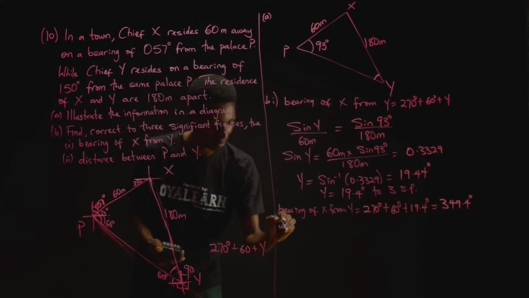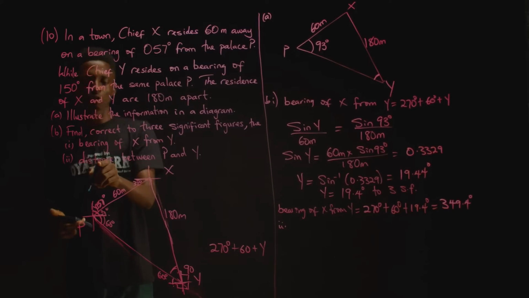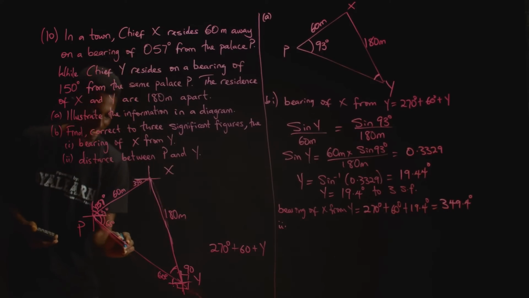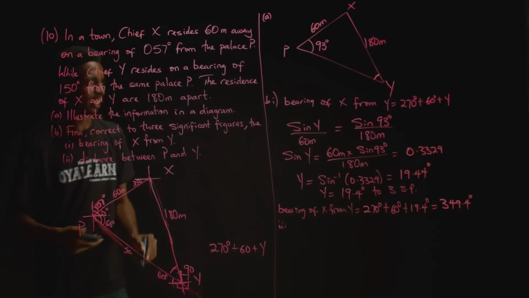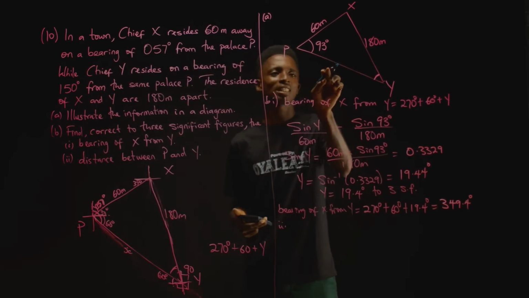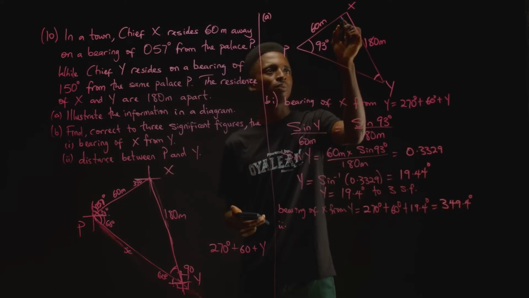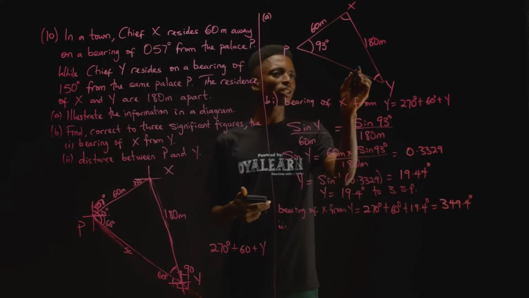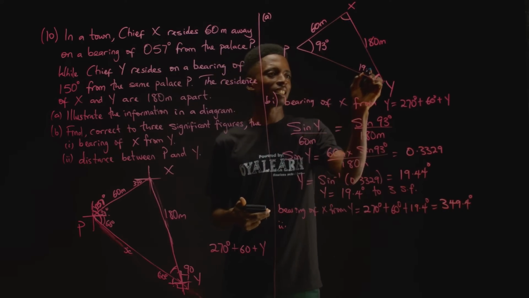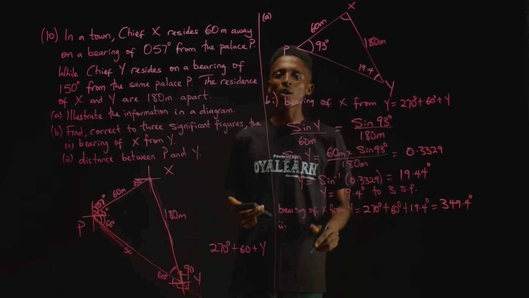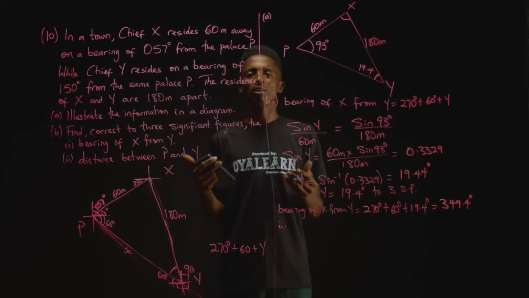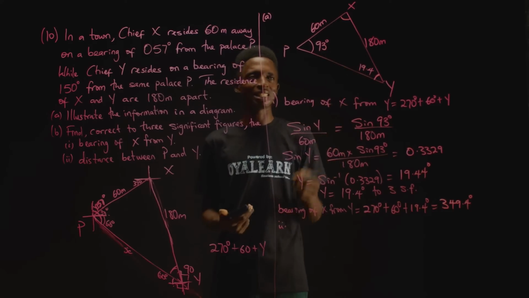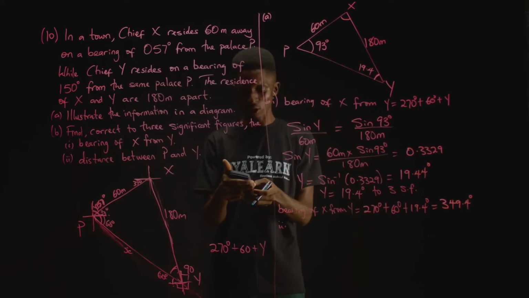Now let's get to the second part. The second part says we should find the distance between P and Y. That is this distance here. So we're going to call that small x. So in order to find this small x, we need this angle here now. Right? So to get this angle, we already know this is 19.4. And sum of angles in a triangle is 180, right? So when we add these two and we subtract it from 180, we should get x.